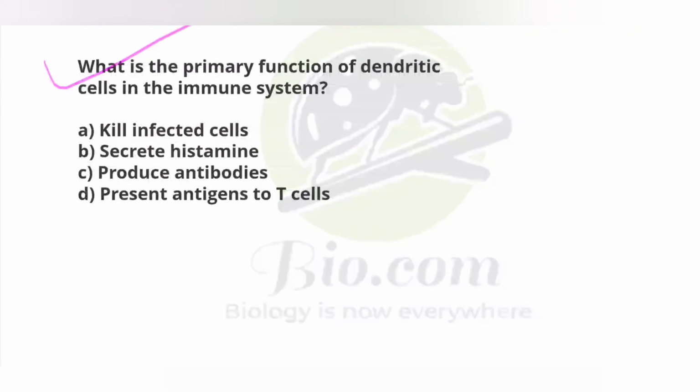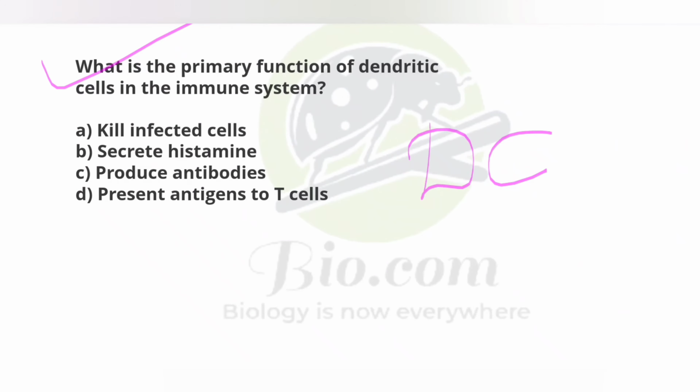Now the fifth question, what is the primary function of dendritic cells in the immune system? You have to mention the function of the dendritic cells. Is it involved in the killing of the infected cells, or does it secrete histamine, or produce antibodies, or present antigen to T cells? Just now we have read that dendritic cell acts as an antigen presenting cell. So option D is correct, that DC is an antigen presenting cell which is a connecting link between innate as well as adaptive immune response.